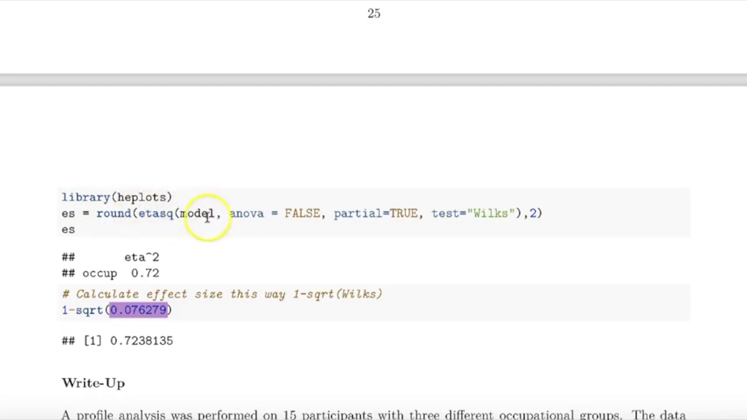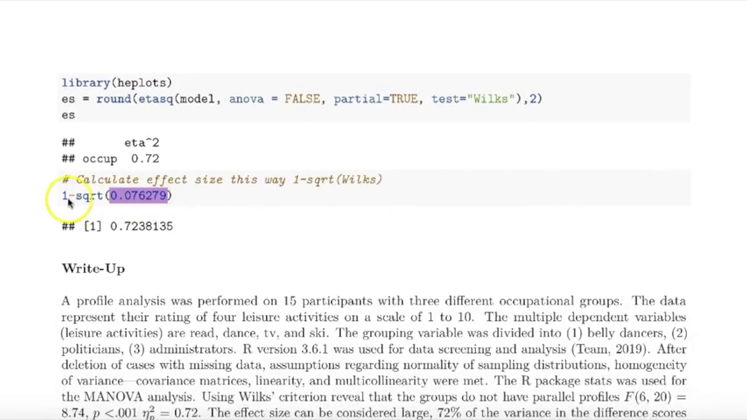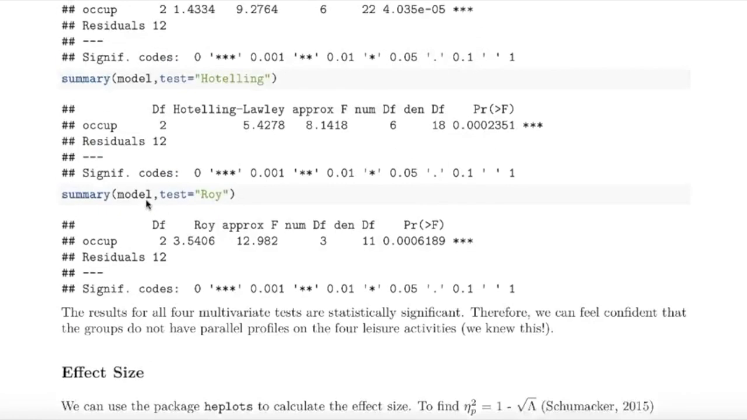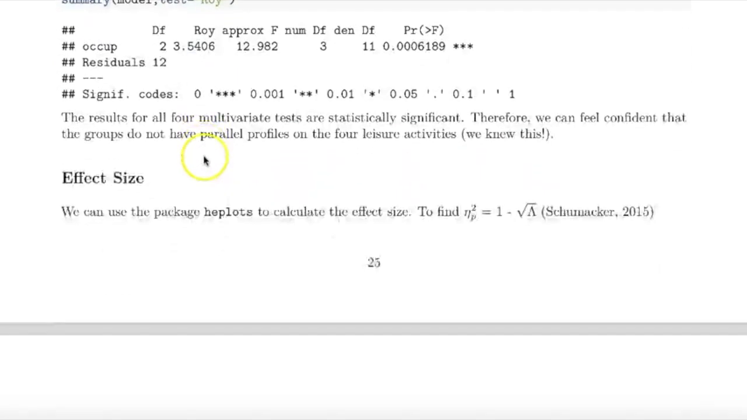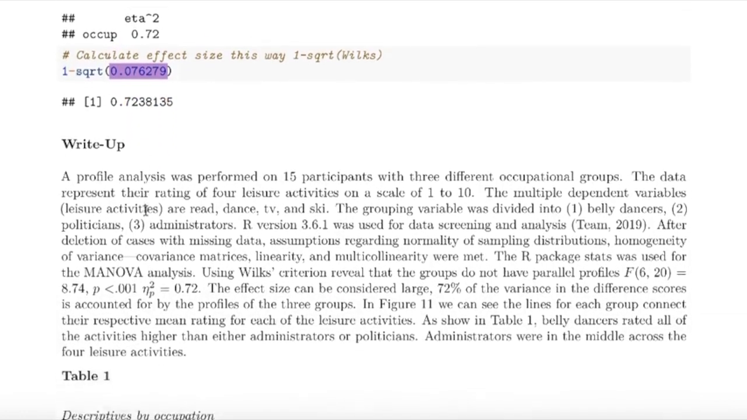I'm going to calculate eta square. I tell it where I store my analysis for MANOVA. Here I don't want to do an ANOVA. I want the partial eta square, and I want it from Wilks. And then it gives me 0.72. And then this part is I'm rounding it to 2 decimals. Notice that the parentheses closes over here. So you don't want to write all of that. You can just do 1 minus the square root of Wilks lambda, and that's the purple one that I highlighted here. And that is exactly the same thing. And then you can just round it yourself.